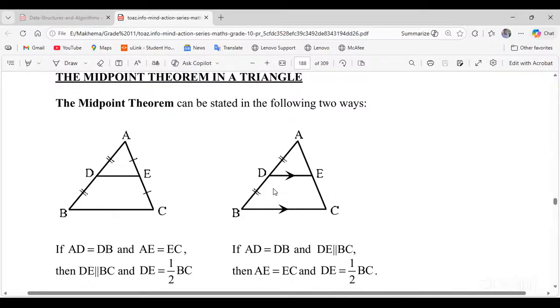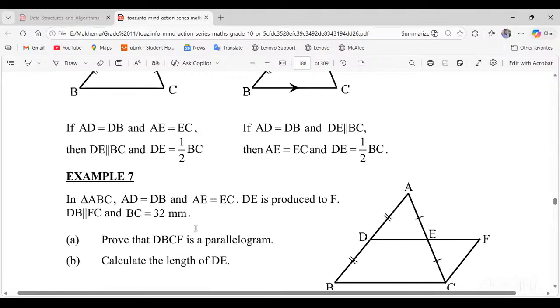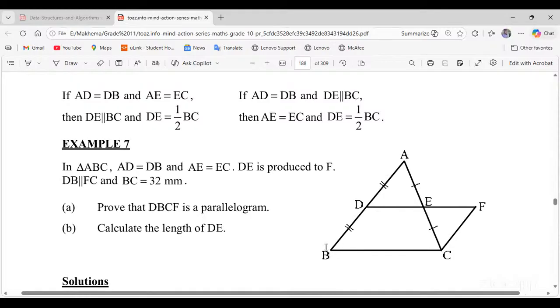Now, we come to this one. If you are given that this line AD is equal to the line DB, and also you are given that DE is parallel to BC, then you can come to the conclusion that AE is equal to EC, and DE is half of BC. That's how the midpoint theorem works. Now, let's have a look here at a midpoint theorem example.